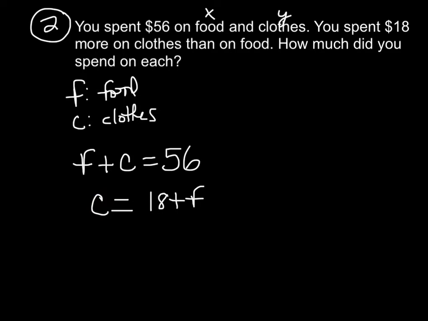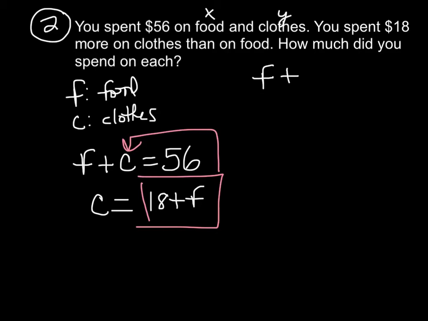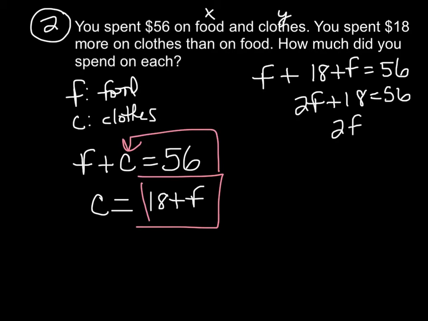We already have one of our variables solved for F or C. So we're going to take that, plug it in for C. So that would give me F plus C, which is 18 plus F, equals 56. Combine like terms, that'd be 2F plus 18 equals 56. Subtract 18 on both sides. If you subtract 18 on both sides, you get 2F equals 38. I'm sorry, 38. That should be 38. Let me change that.